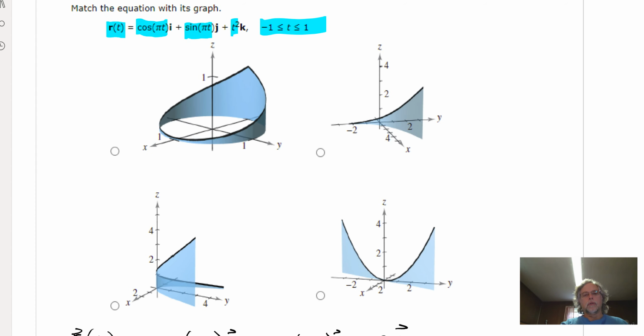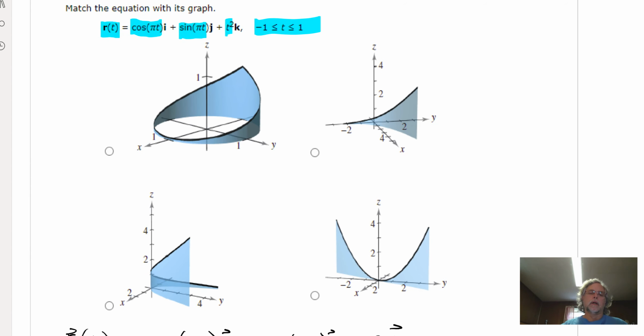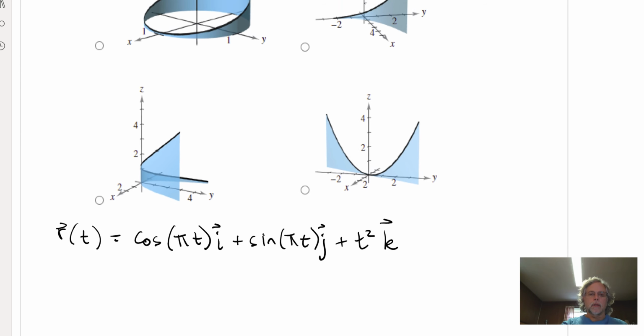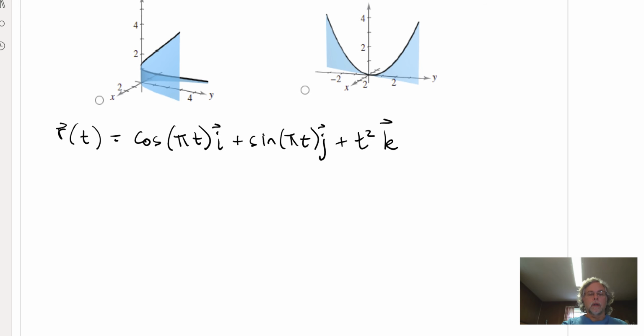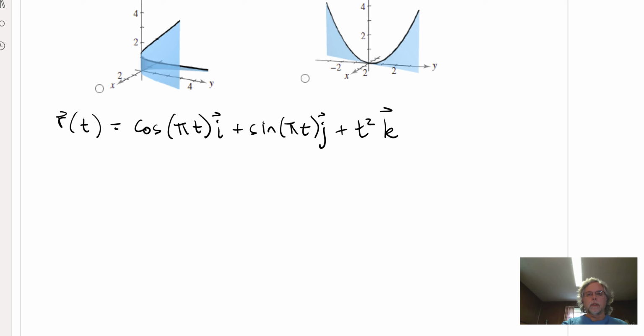So we can use the tools that we talked about in the helix example that we did previously in the notes. Part 4, I think it was part 4. Here's our function, and one of the tools that we used was the projection. And in that previous example, we had tk at the end. It's t squared k now, but still we'd want to project onto the xy plane, just like we did in that previous example.